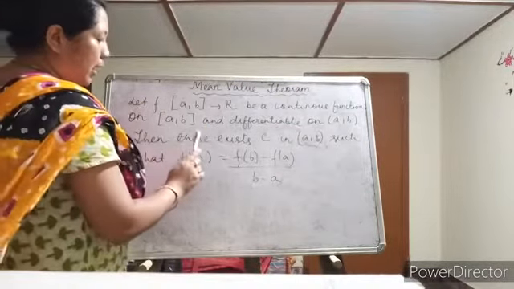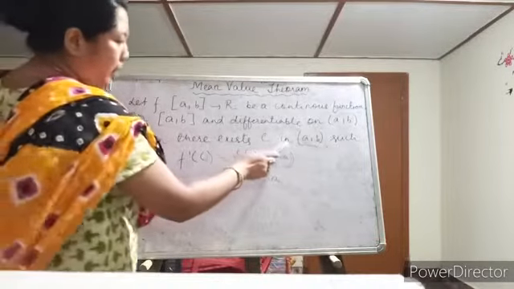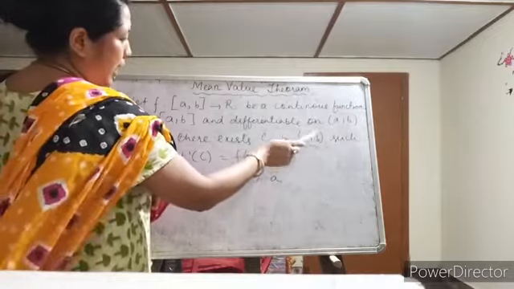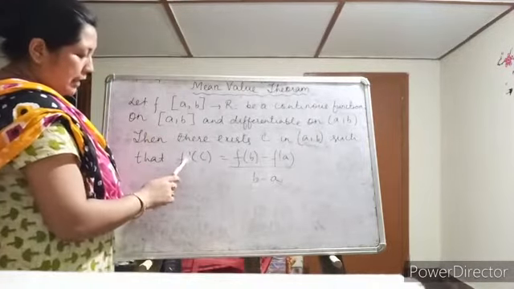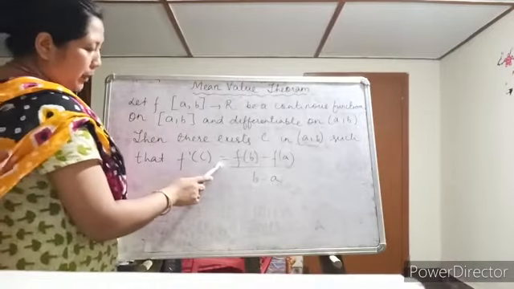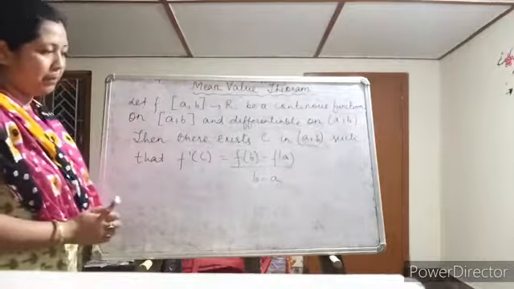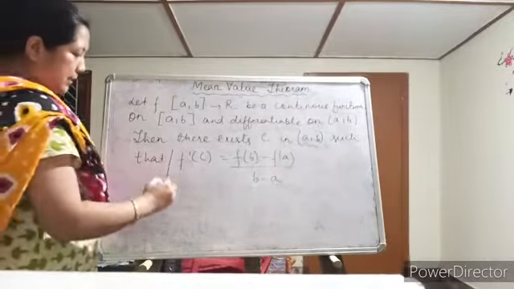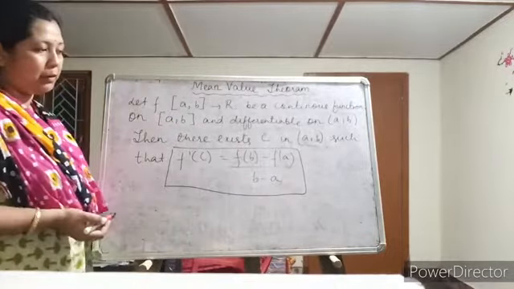Then there will be a constant number c lying in the open interval, that is between a and b, such that the first derivative of that function, f dash c, must be equal to f of b minus f of a divided by b minus a. So this is the main equation of our mean value theorem.